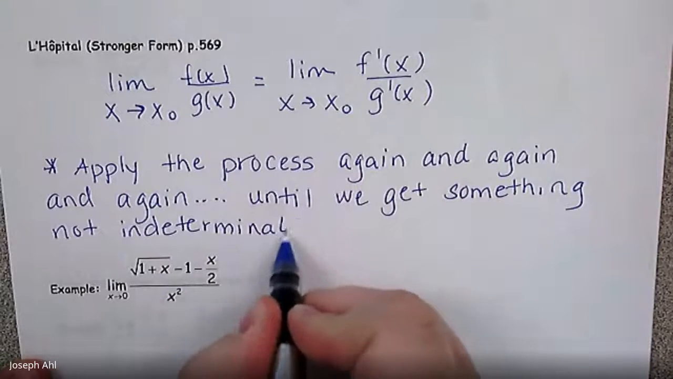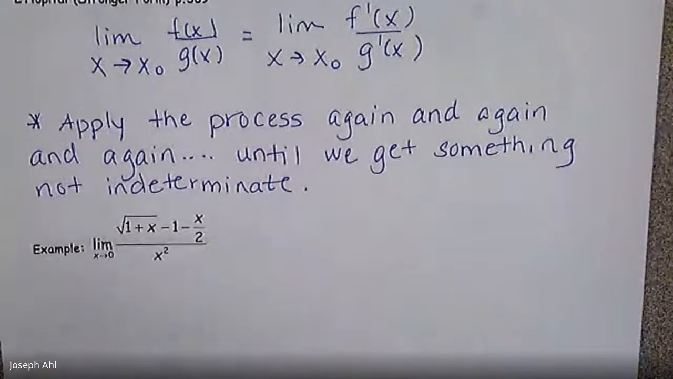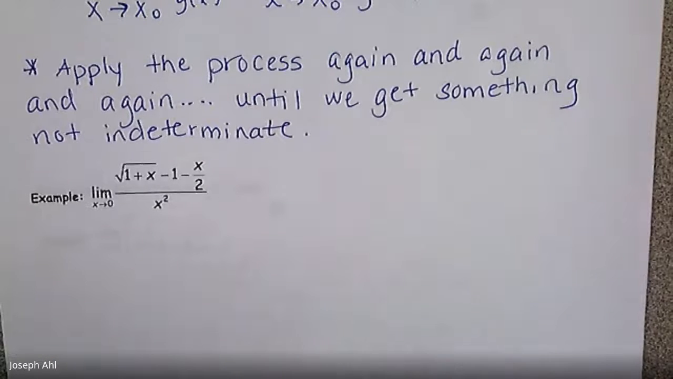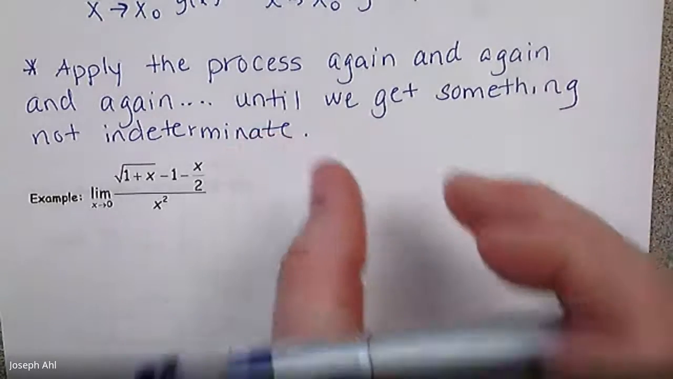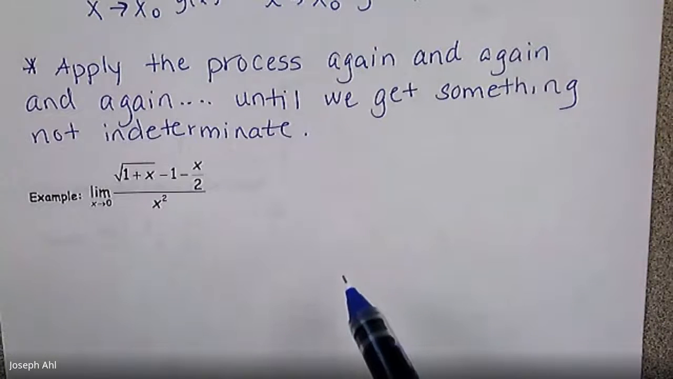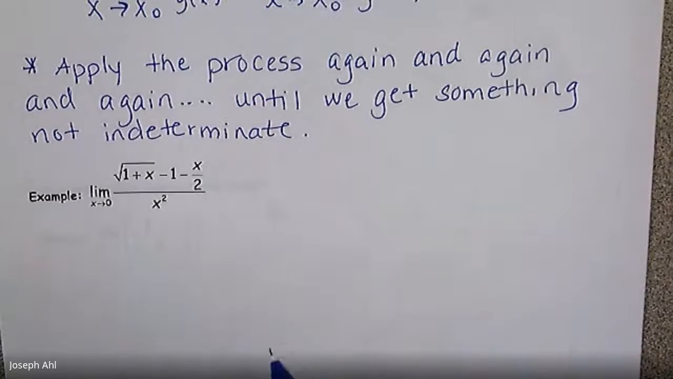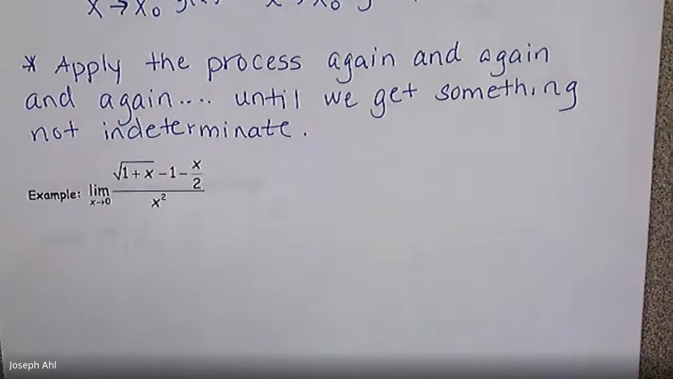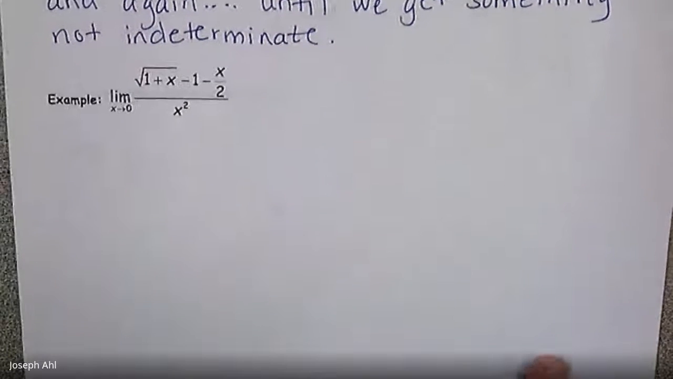So it's very possible that when you're doing L'Hopital's rule, you find the derivative of the top, the derivative of the bottom, you plug in the value that x is approaching for your limit, and you find that it's still 0 over 0. Essentially what the stronger form states is that if you get 0 over 0 again, have no fear, you can do it again. Find the next derivative. And if you get 0 over 0, do it again. And go again and again until you don't get 0 over 0 anymore, and you're able to make a determination.